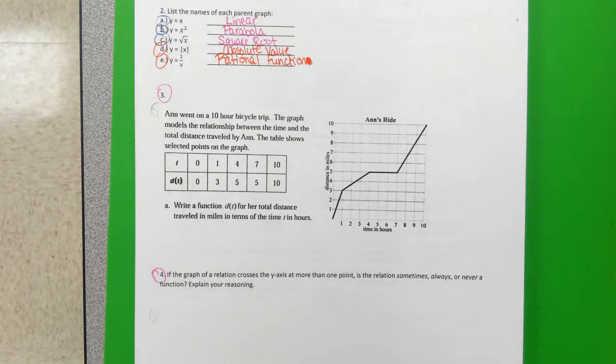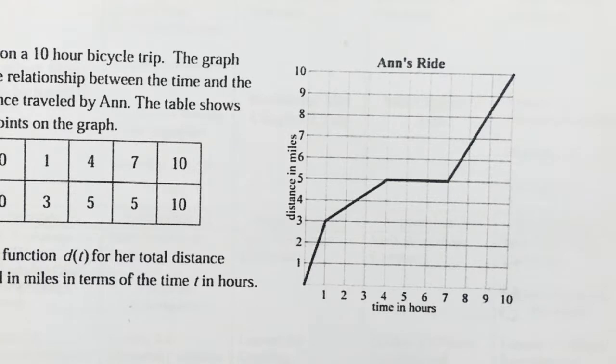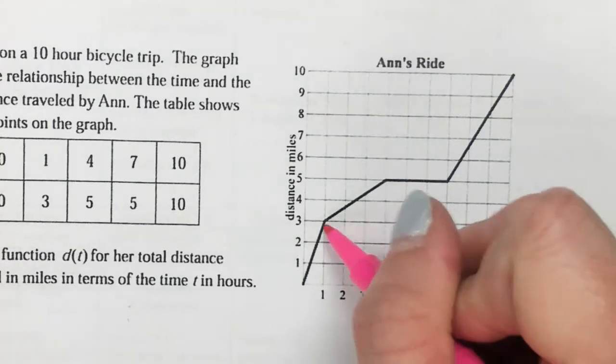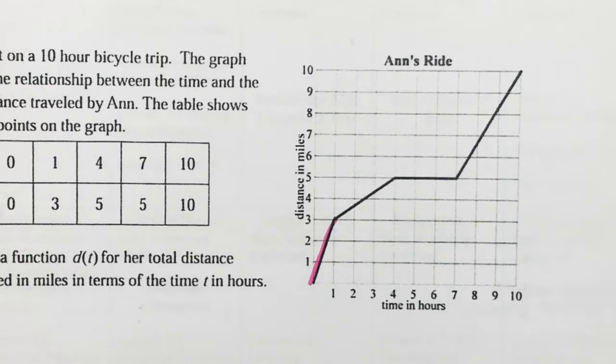Here we go. Number 3. Alright, so do you see how you got a whole bunch of different sections in that graph? Yeah. Alright, so we're going to have to find each one. So pretend like this is the only one you got right here. What's the y-intercept? 0.